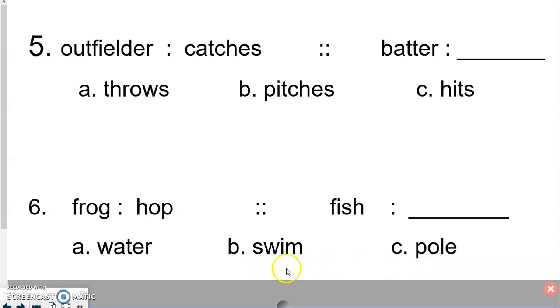All right, I hope you're showing a 2 for B, swim, because if a frog hops, then a fish swims, and that makes swim the correct answer. So these verbal analogies were all about action or function or job.